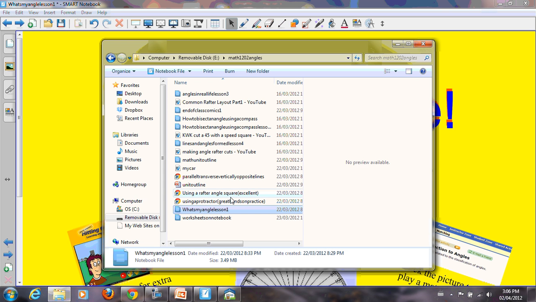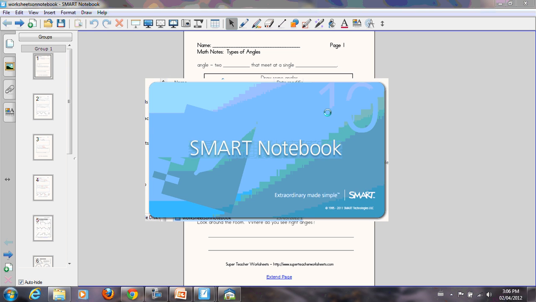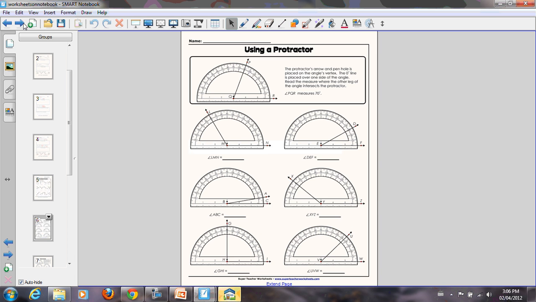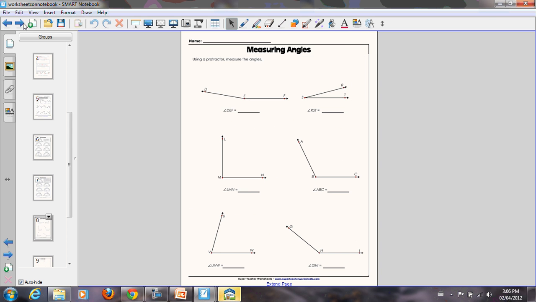Okay, let's look at the next lesson. The next lesson will be about trying to draw angles.